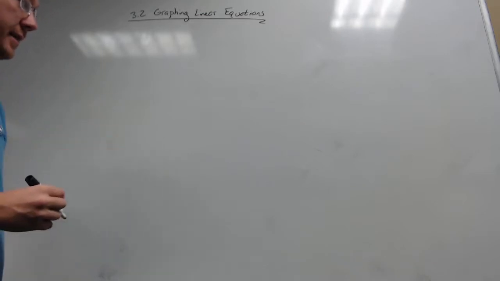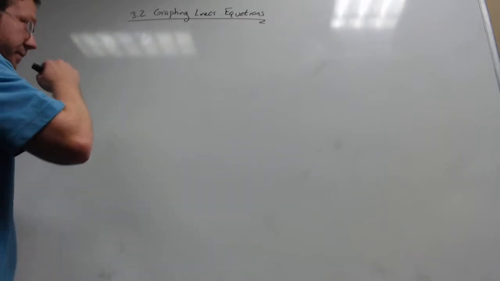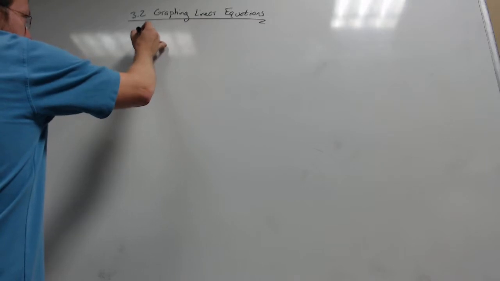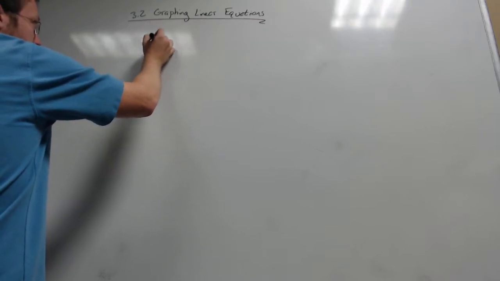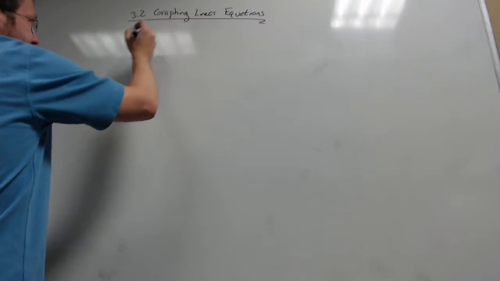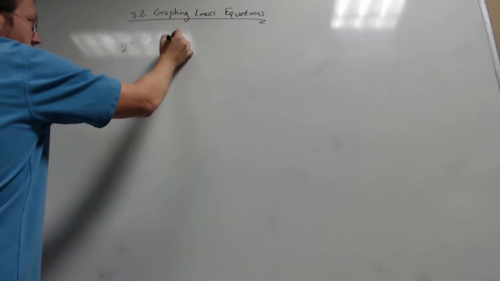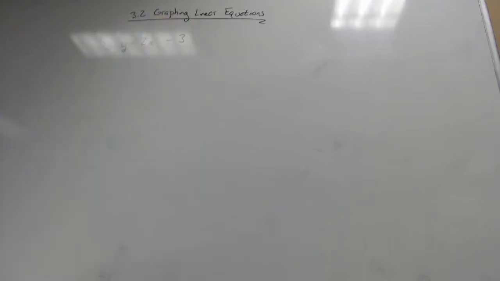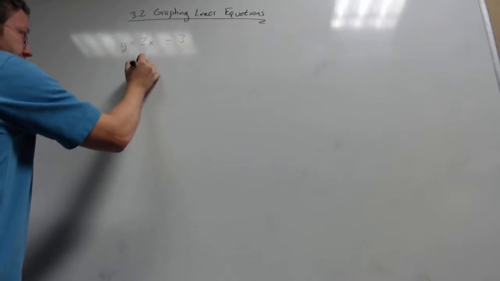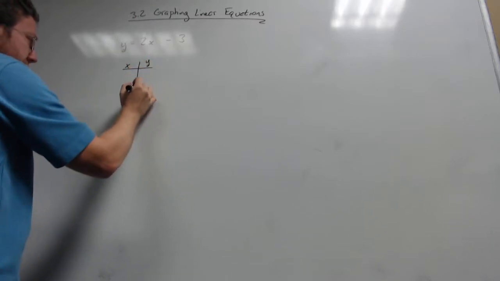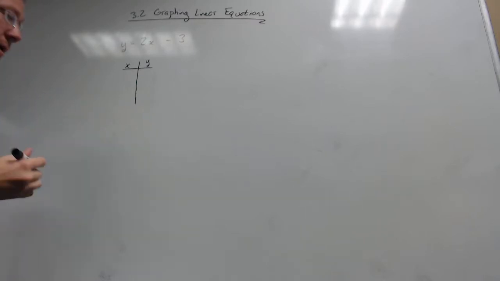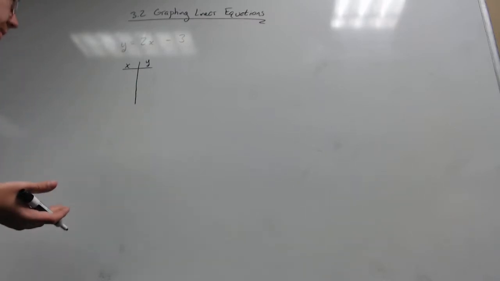So we looked at an equation in 3.1 that looked a little bit like y = 2x - 3. And we wanted to find solutions to this equation. You can find solutions just like we did before with a little chart, and you can just pick values of x that you'd like to use.